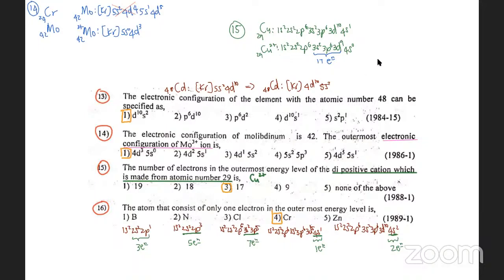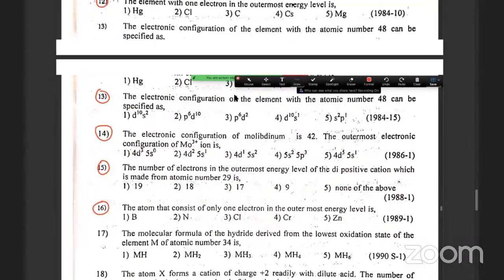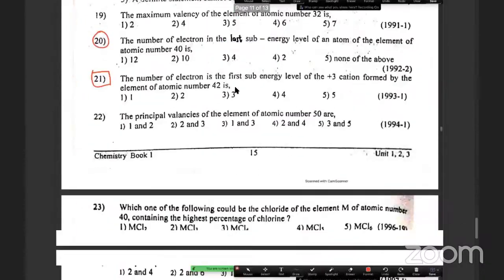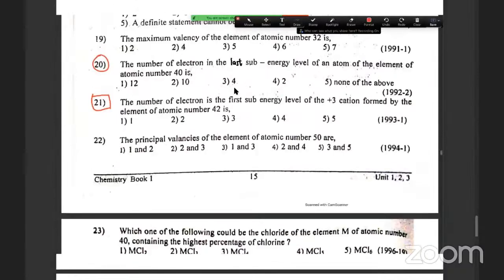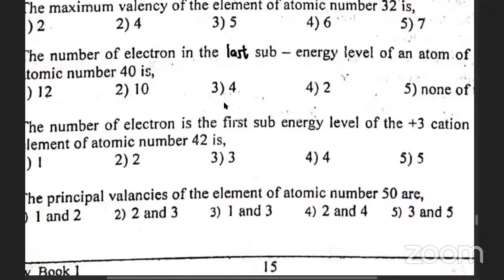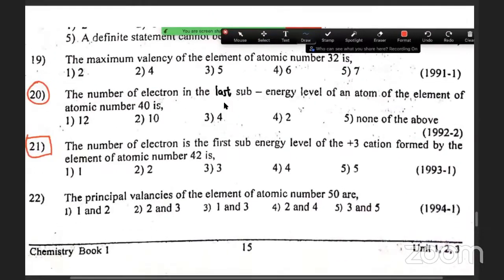I'll share the screenshots so you can have a look at them again later. Good, and let's move on to the next one. 17 and 18 we can't do, 19 also we can't do. We have 20 and 21 only. That's good. Let's finish it off quickly.